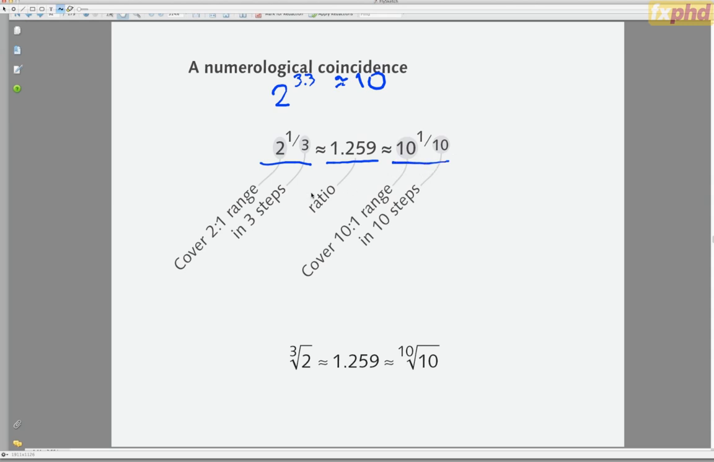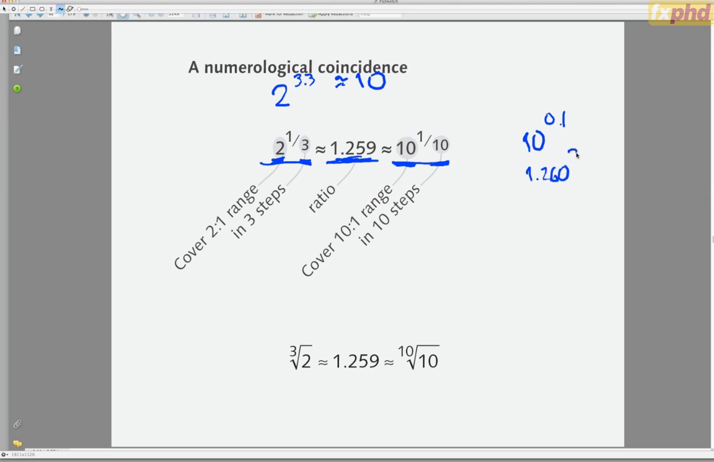So now mapping this into what range we're covering, you write the math like this, and obviously this is something you can immediately do in your calculator. You cover a 2 to 1 range in 3 steps by using a ratio of 1.259. Or equivalently, you cover a 10 to 1 range in 10 steps by using a ratio of 10 to the power 1/10. That is 10 to the 0.1. And that is very, very, very nearly equal to the same amount. This ends up being 1.260, I think.